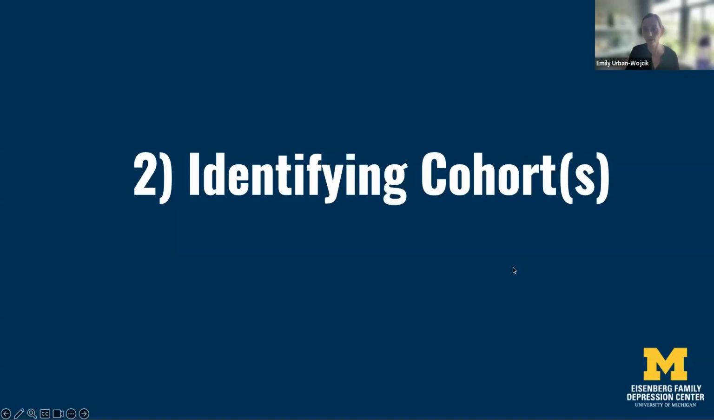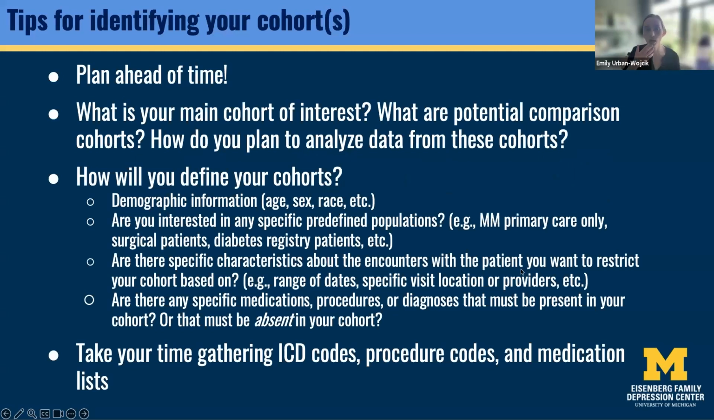So now you can start identifying your cohort of interest. And when I say cohort, I mean the group or groups of people that you want to include in your study. So here are some tips ahead of getting started. Plan ahead of time. That is something that I can't stress enough. Figure out what your cohort of interest is and what comparison cohorts make sense. Also think about how you want to analyze data from the cohorts. It's really important to go into this with your analysis in mind. So you're not thinking, oh man, I really should have pulled data from this comparison group so I can really make this statement about this other group.